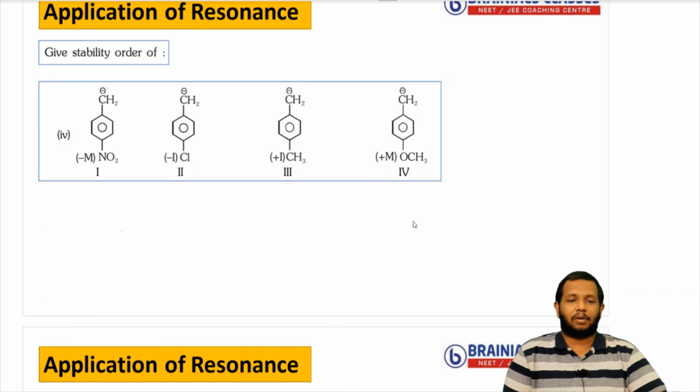Let me draw one structure for you so that it will be easy for you to draw the remaining structures. So CH2 minus is there, and NO2 group is here. Now I know that double bond, single bond, negative charge: what is the way resonance happens? Negative charge will shift towards the pi bond. So the next resonating structure will be like this.